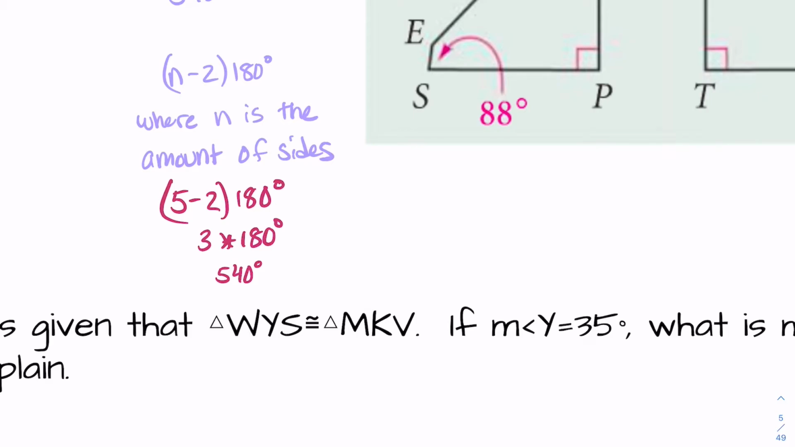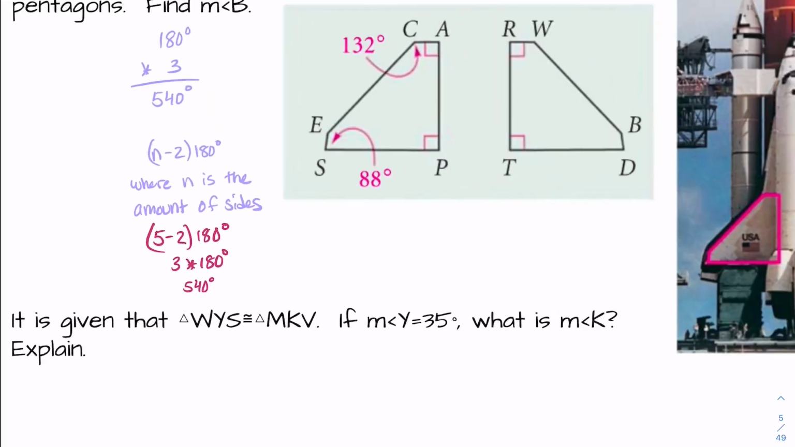A hexagon has 6, so 6 minus 2 is 4. 4 times 180 is 720. So pretty much, starting at a triangle that is 180, you're going to add 180 on for every additional side, because it's going to, in theory, create one additional triangle. So there's 540 degrees. Why did I do this?